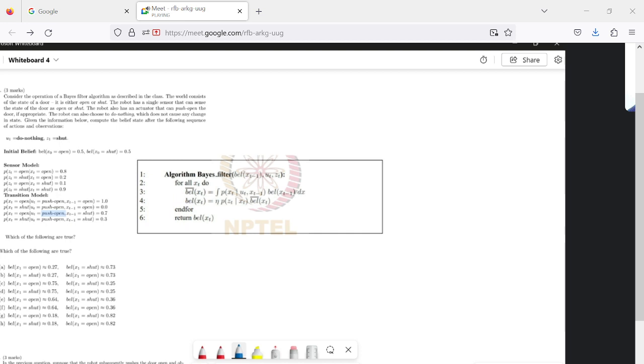Then the sensor model tells you with what probability the sensor detects. So the probability that Zt is equal to open, so the measurement is open, given that the state was also open, that is correct sensing when the state is open, is 0.8. So it is 80%. And Zt is equal to shut when Xt is equal to open, that is incorrect sensing, that is 0.2. And similarly for when the state Xt is equal to shut. So that is given in the question.